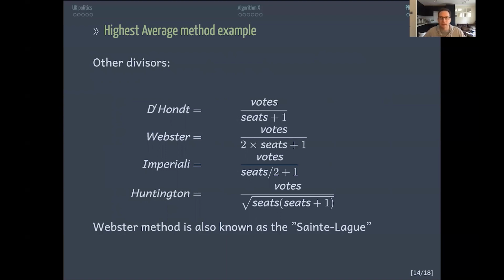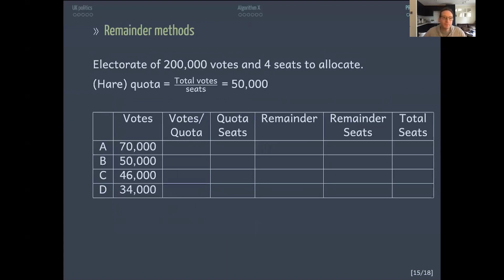And these are methods that are used around the world. So that's a highest average or divisor method. With remainder methods, we're going to go with an example here as well. We're going to be using something called the Hare quota.